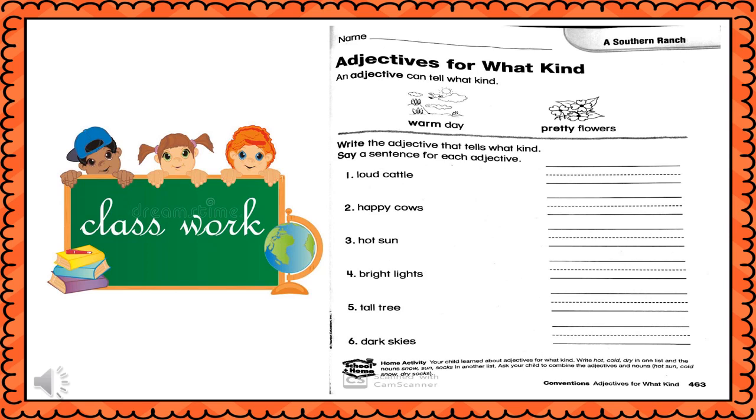Number 2. Happy cows. What is the adjective here? Number 3. Hot sun. What is the adjective here? Number 4. Bright lights. What is the adjective here? Number 5. Tall tree. What is the adjective here? Number 6. Dark skies. What is the adjective here?